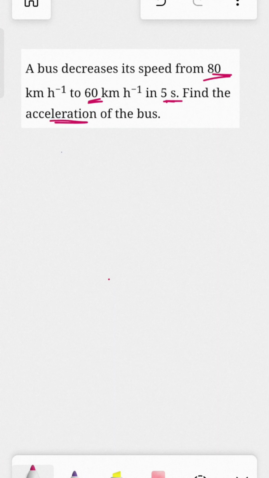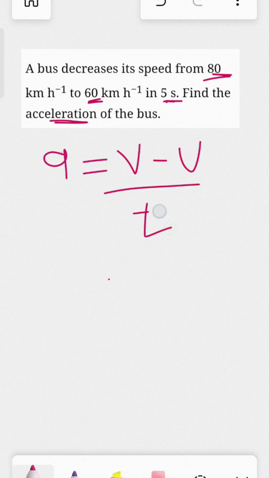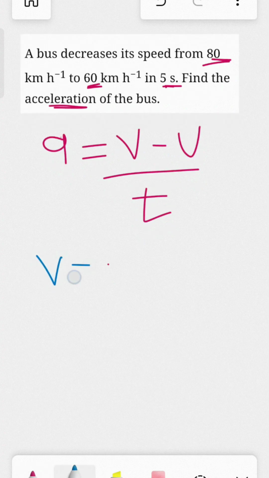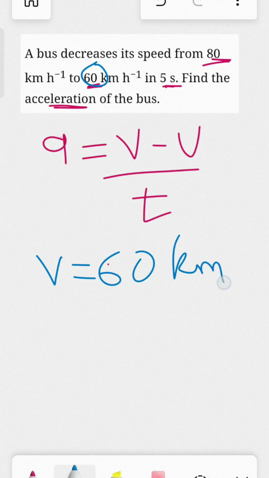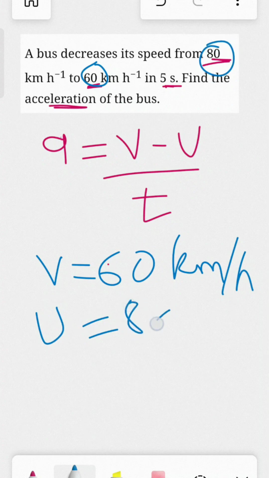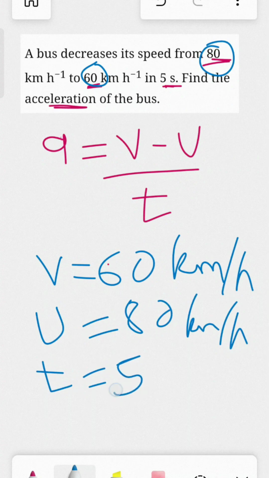So let us first write down what we know about acceleration. The formula for acceleration can be given as v minus u upon t. Here v is the final velocity. So what is the final velocity? We have got 60 km per hour. And u is the initial velocity. The initial velocity we have here is 80 km per hour. And the time taken to go from 80 to 60 is 5 seconds.